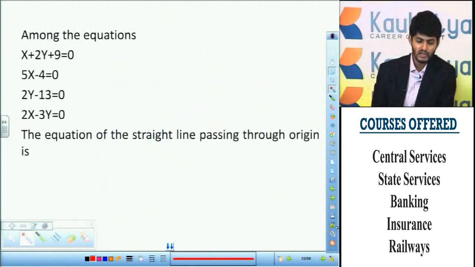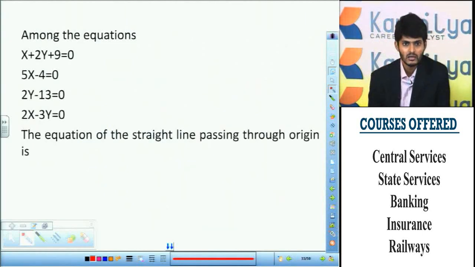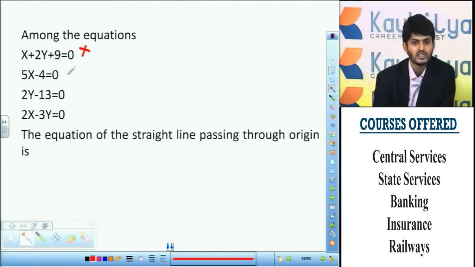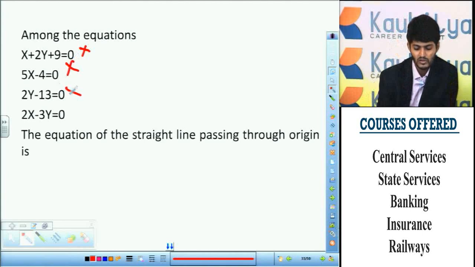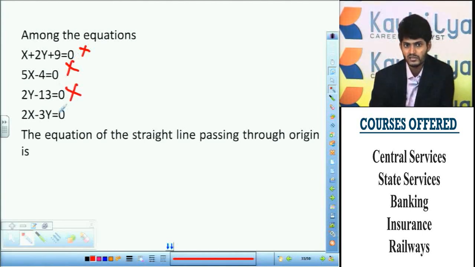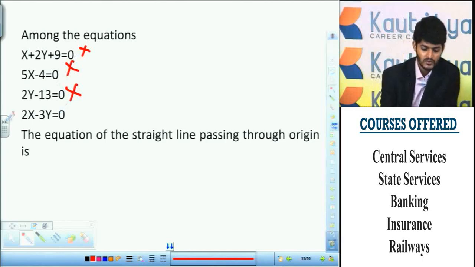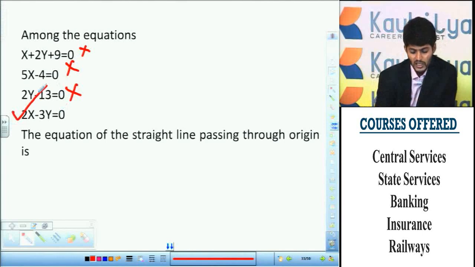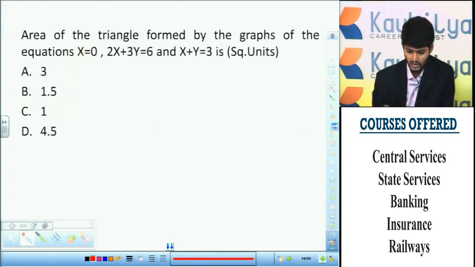Now he is saying, out of the given 4 equations, which equation passes through the origin? You know the origin is nothing but 0, 0. That means if any line passes through origin, it has to satisfy the point 0, 0. So from the given options you see, once you place x is equal to 0 and y is equal to 0, which equation is satisfying? So obviously you will see this equation will not satisfy, this also will not satisfy, this one also will not satisfy. But you look at your fourth option, since there is no constant term, this will obviously satisfy. So this would be your answer. So 2x minus 3y will be 0. If you put x is equal to 0, y is equal to 0, it will be equal to 0. So it passes through origin.